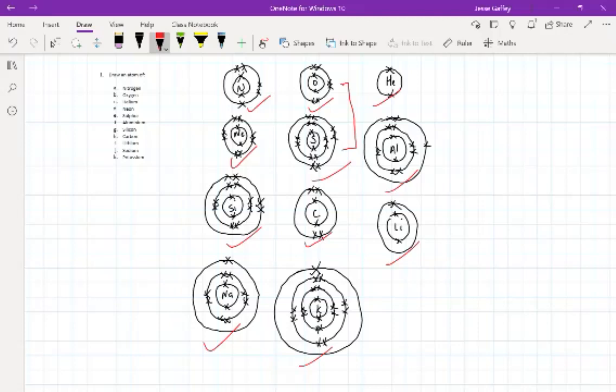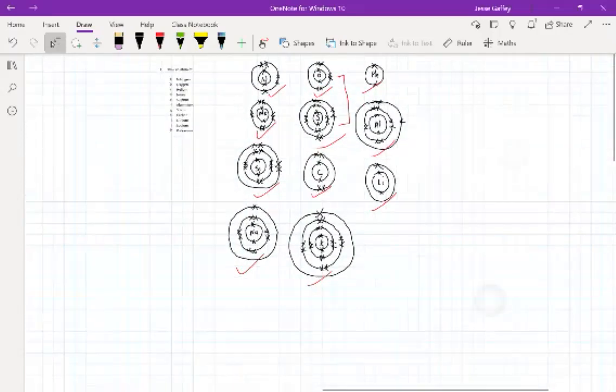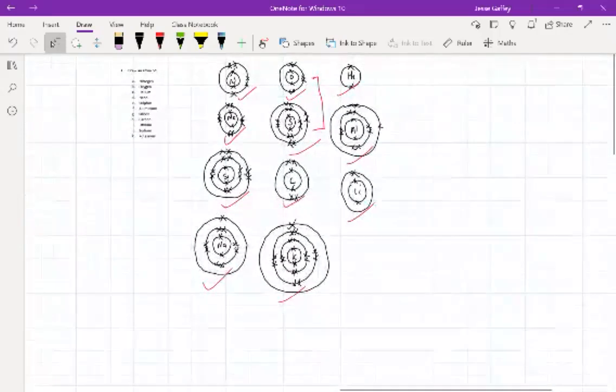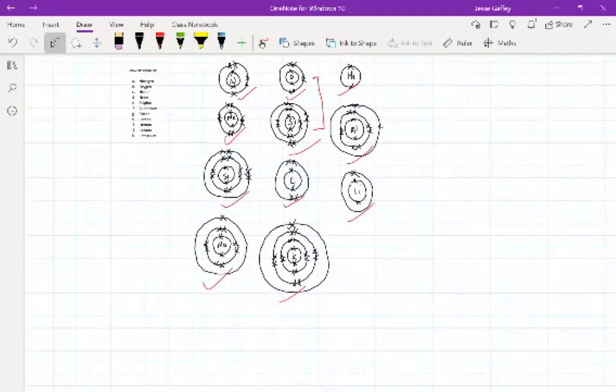So you now know how to draw the electrons in an atom. In the next video, we're going to take a closer look at the patterns of electrons in each shell and what those patterns mean. That's what we'll be doing in the next video, and I'll see you then.